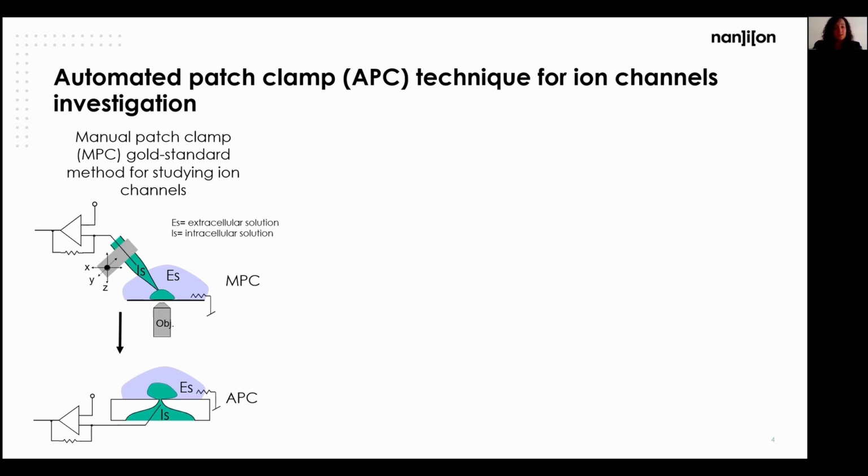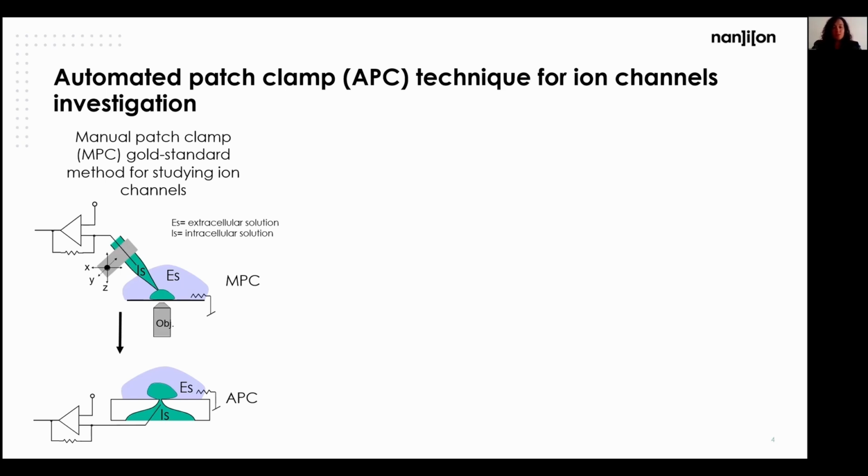passing through the hole. With the advent of the automation of this technique, with the planar automated patch clamp, the main change was the replacement of the pipette with the chip. So now there is no pipette, but the cell is dispensed and positioned onto the hole. It's always in the extracellular solution, with the intracellular solution above. And then via negative pressure, it's possible to break the membrane, get whole-cell access, and record ion fluxes from the whole membrane.